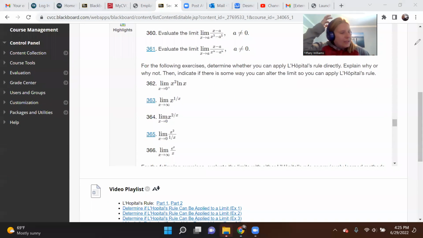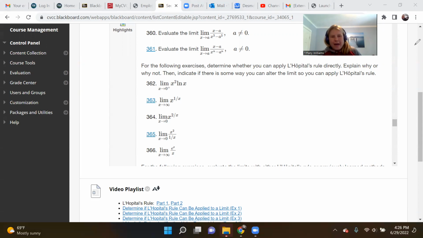Let's do 363. So on 363, they say determine whether you can apply L'Hopital's rule directly, explain why or why not, then indicate if there's some way you can alter the limit so you can apply it. So on 363, we've got the limit as x approaches infinity of x raised to the 1 over x.